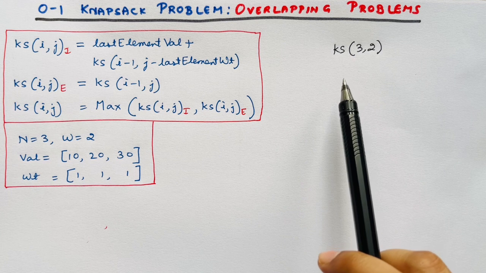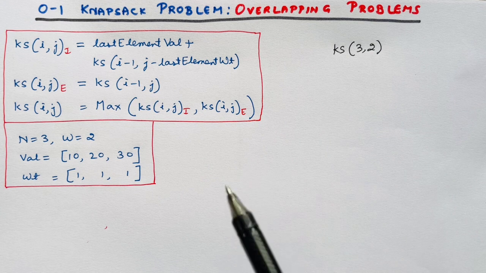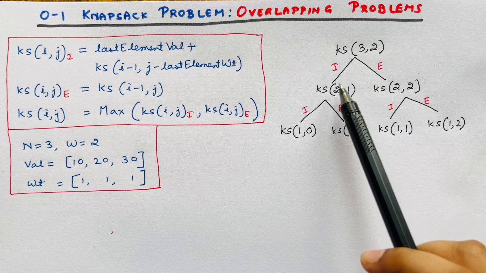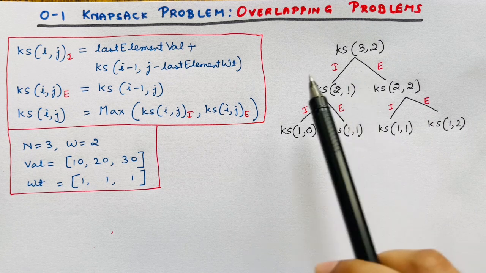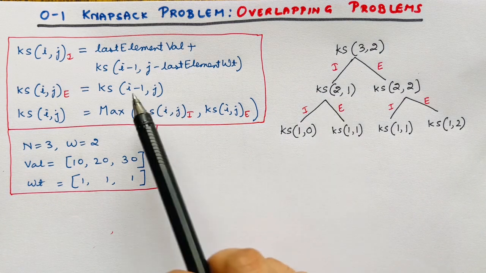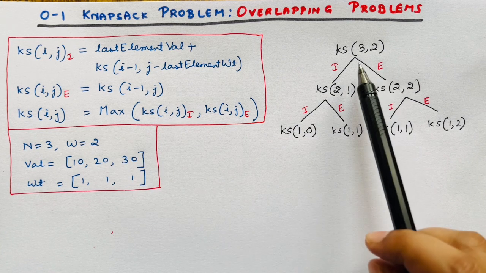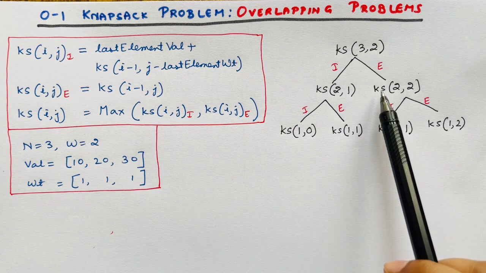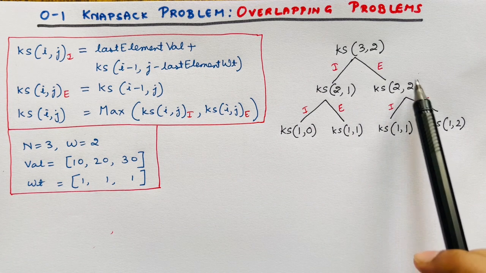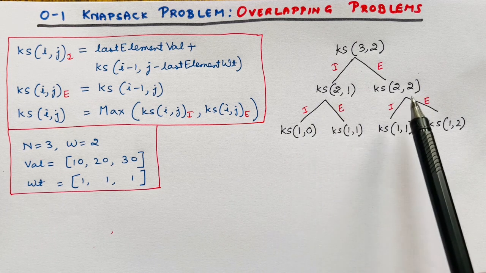Now let's see, as the recursion progresses as per this recursive relation, how the recursion tree looks. From here, if we consider the include case first, then as per this recursive relation, we will have to solve for I equal to 2 and j equal to 1, since the weight of the last element is 1. And if we do not include the last element, then we have to solve for I equal to 2 and j equal to 2. The capacity remains the same. Similarly, we can grow the recursion tree further.